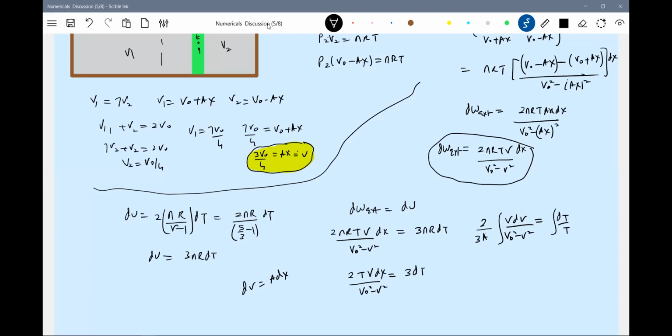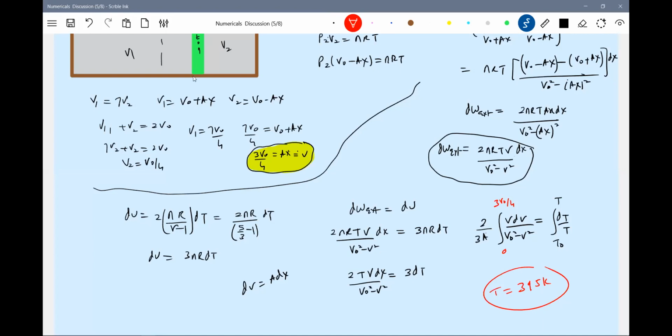Now what should be the limits? Initial temperature T naught to final temperature T. What should be the volume? 0 to 3 V naught by 4. Look at the limits once, the way I'm putting 0 to 3 V naught by 4. Solving this will give the expression for temperature. It's a little bit lengthy, some integration we have. Solve this, we get the answer 395 Kelvin.